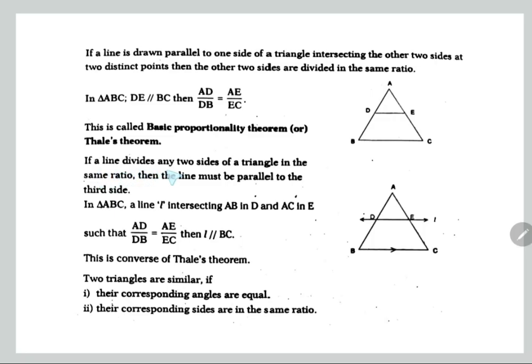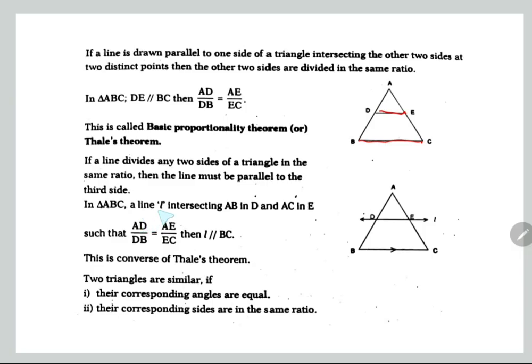If a line divides any two sides of a triangle in the same ratio, for example here AB and AC, this DE divides the two sides in the same ratio, AD by DB equal to AE by EC, then the line must be parallel to the third side. This line must be parallel to the third side. Third side means this is the third one.